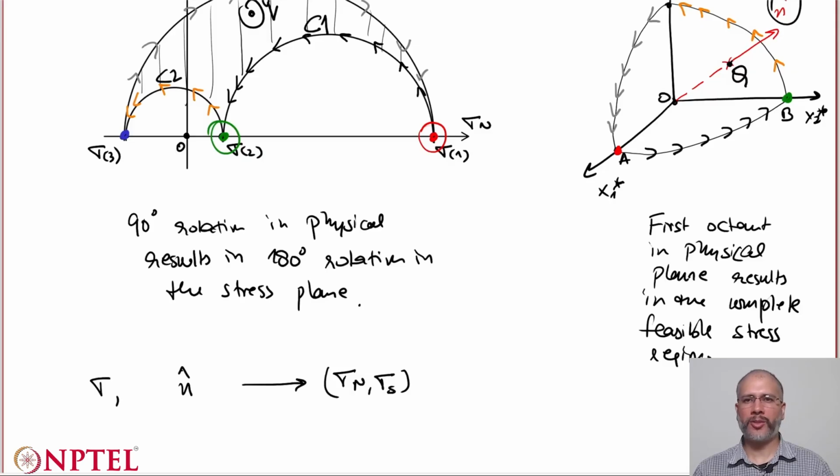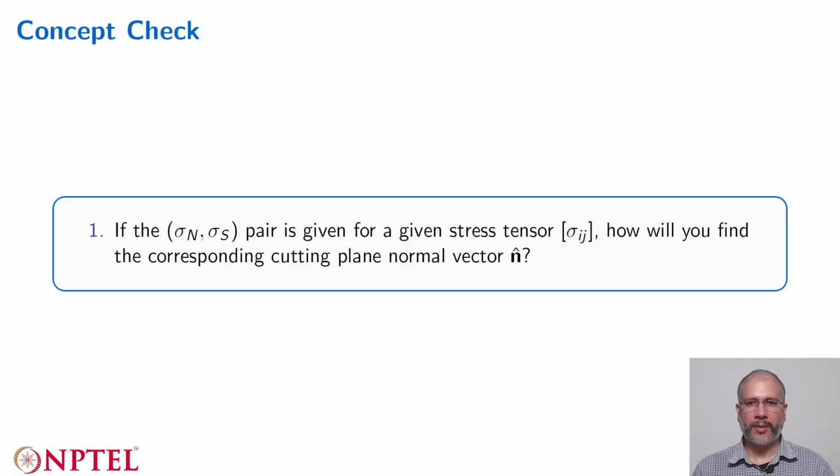So before we end this lecture, here is a concept check problem. In the inverse problem, if sigma n and sigma s values are given, that is the pair sigma normal comma sigma shear is given to us on the stress plane, how do you find out the corresponding cutting plane normal vector n hat in the physical plane? So this can be answered using the equations that we developed in the beginning of this lecture.